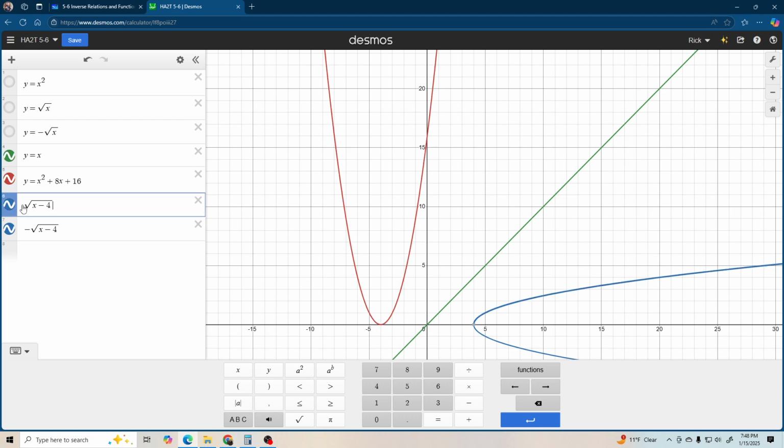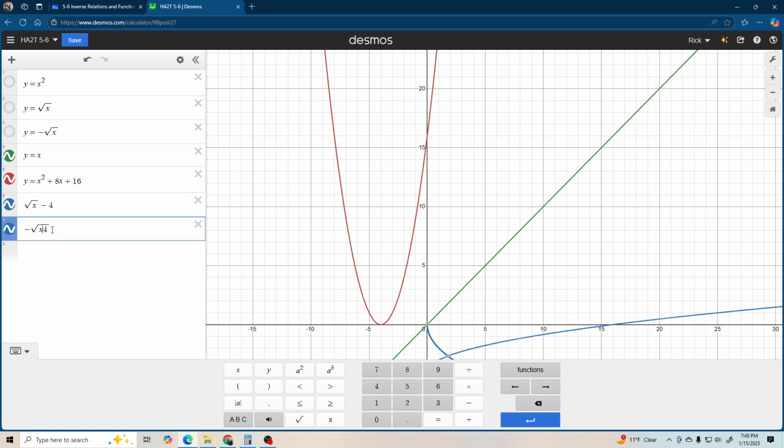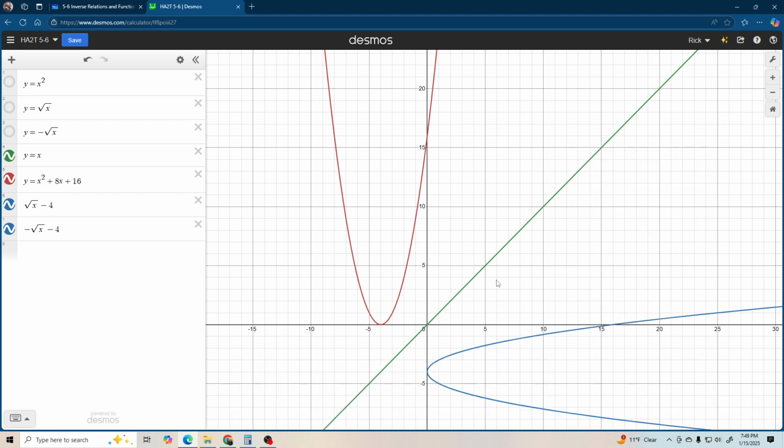Okay. Oh, I see what's happening. I was like, this should look a little bit different. That's because this was placed under the radical sign. That's why this is making a difference. It was being stingy for a second. Oh well. Okay, now it looks like it. Now they look like inverses, right?